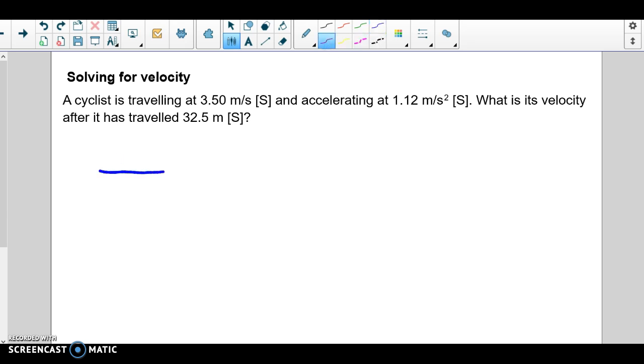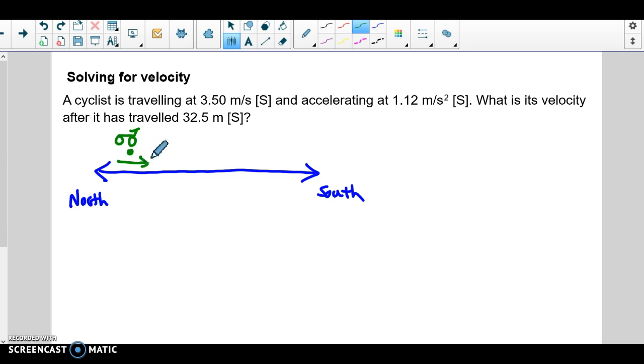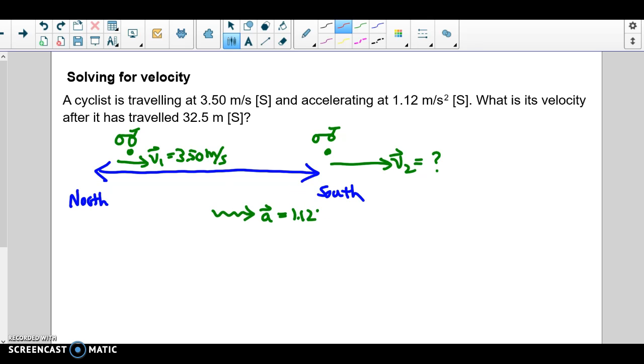So in this case, we've got a north and a south motion. So let's say this is south and that's north. Initially, at some point over here, we've got our little cyclist traveling at an initial velocity of 3.50 meters per second south. At some point later, there's our really long bicycle, probably traveling at some larger velocity south, but we don't know what it is yet. Throughout this entire motion, the cyclist is accelerating south at 1.12 meters per second squared.